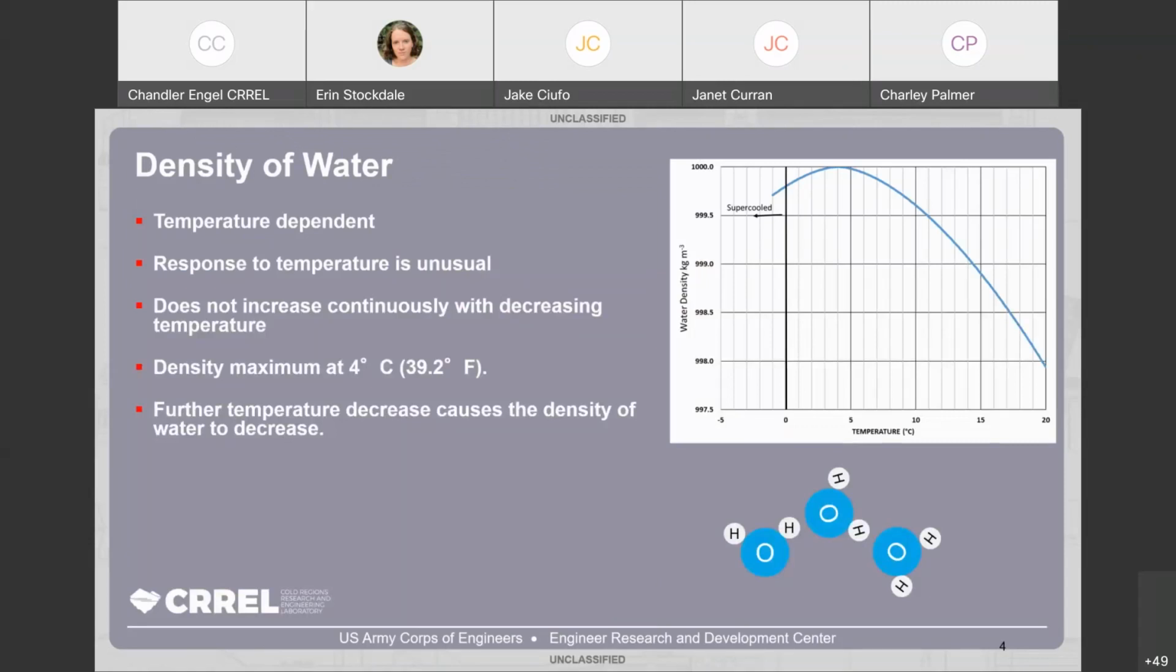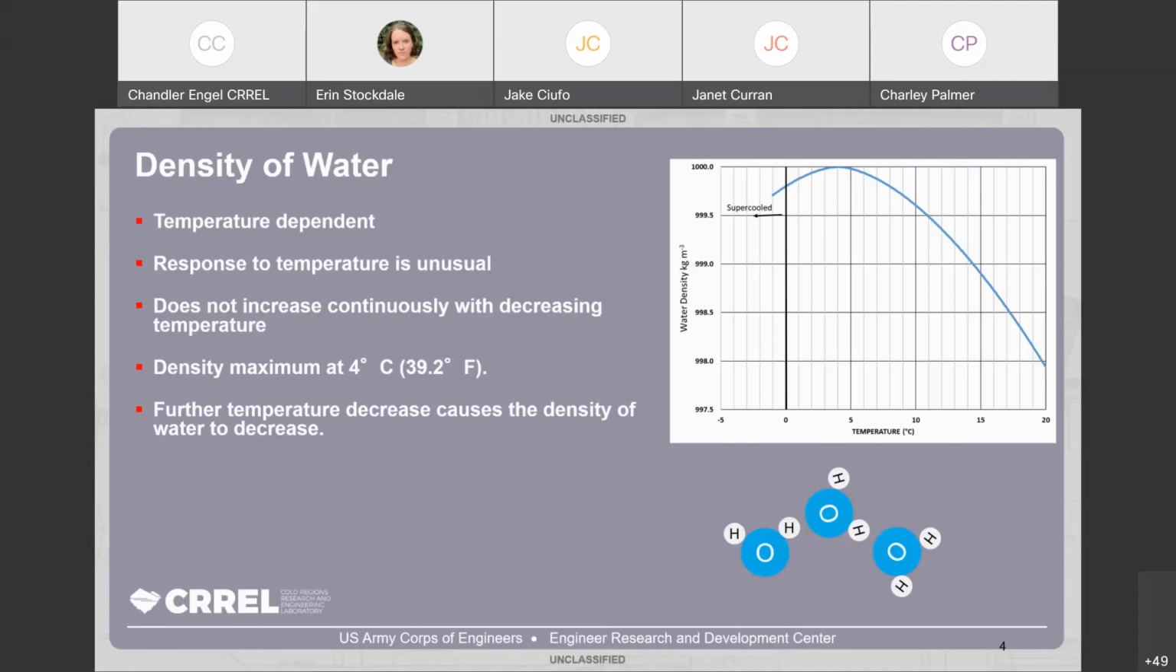mute, that'd be great. So yeah, again, the density of water is interesting. It's temperature dependent, like most substances. As the temperature of water decreases, its density increases as the water molecules get packed closer together. But something curious happens at around 4 degrees C. As shown on the plot here, the density doesn't continue to increase below that temperature. In fact, the density decreases a little bit.